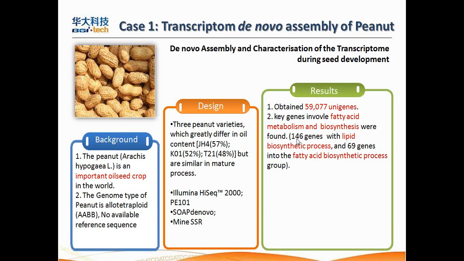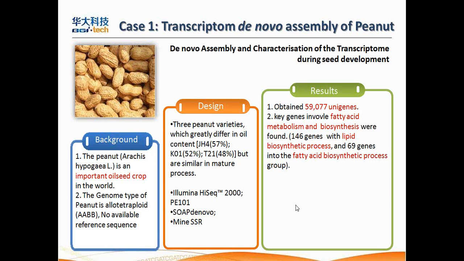There's 146 genes that are related with this function. It shows differential expression level. So using the novel assembly transcriptome, they got a reference transcriptome for peanut, and also they revealed several genes that are very important in fatty acid metabolism and biosynthesis processes.